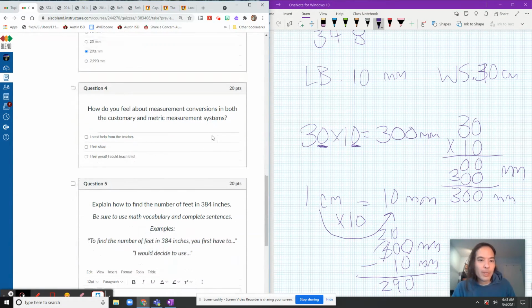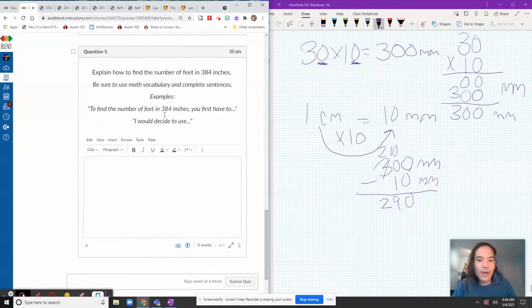All right, question 4, how do you feel about measurement conversions? Whichever one you feel. Remember, if you click one of them, it's going to give you just a little bit of credit, but I will give you the full credit whenever I go over it. But yeah, just tell us how you feel. It's a good way for us to know as your teachers if we need to go over the same topic some more, or if you're all good. So right now, where are you at?